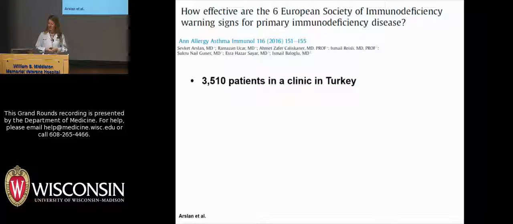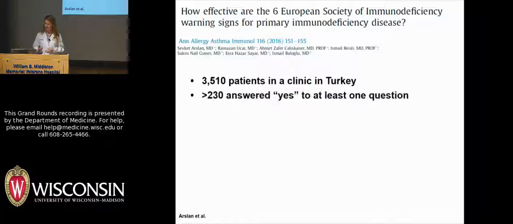And this study was done in Turkey. There's 3,500 patients in one of the clinics in Turkey. And what they did is they put those 6 guidelines, those 6 questions, on their initial intake. So when patients were just coming into the clinic, those were part of their routine questions. And these patients were coming into the clinic for any reason. Some were for recurrent infections, some were for non-infectious complaints.